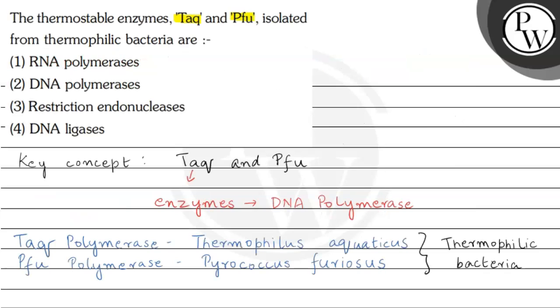So now if we see the options, then the first option says RNA polymerases. So they are not types of RNA polymerases. Second option says DNA polymerases. So DNA polymerase is the correct answer because Taq and PFU synthesize new strands of DNA and therefore they are DNA polymerases.